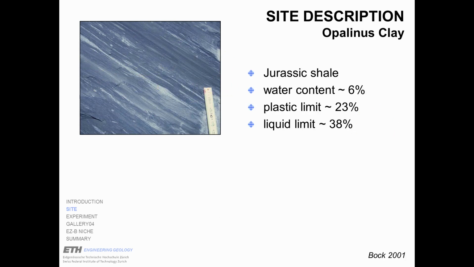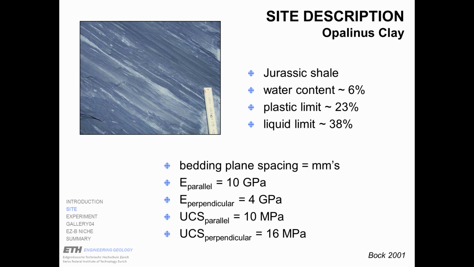Here you see a zoom photograph of the Opalinus Clay. It's an old Jurassic, strongly over-consolidated shale with a water content of about 6%. And you also see that you have a bedding. The spacing between bedding planes is very small, in the order of a few millimeters.